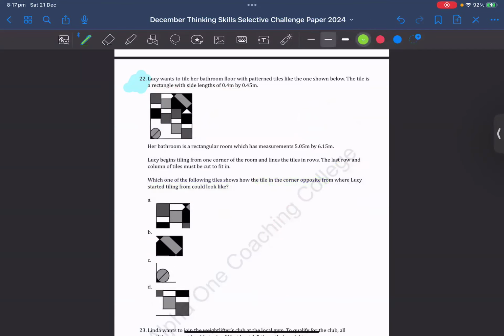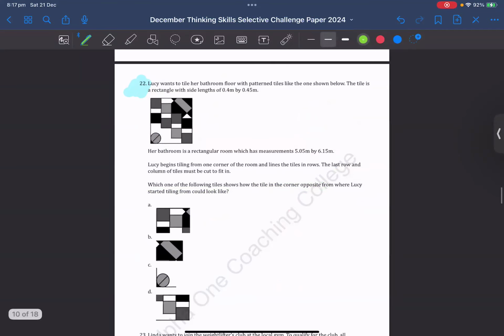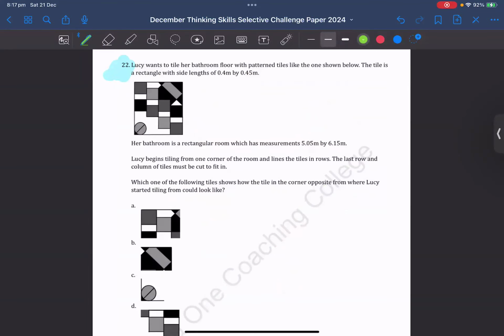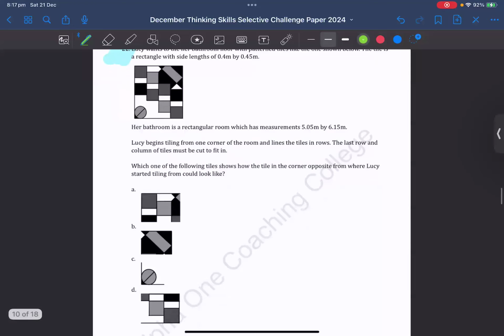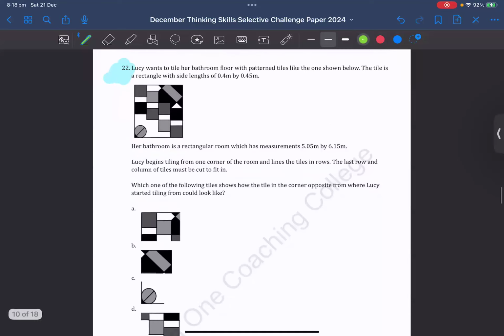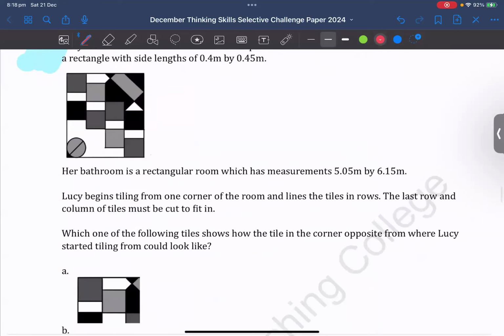First we need to read through and understand the question. Okay, so Lucy wants to tile her bathroom floor with patterned tiles like the one shown below. And it's a rectangle with those sides. Going through, I can see 0.4 by 0.45. So write what you know first. It's 0.4 and 0.45.